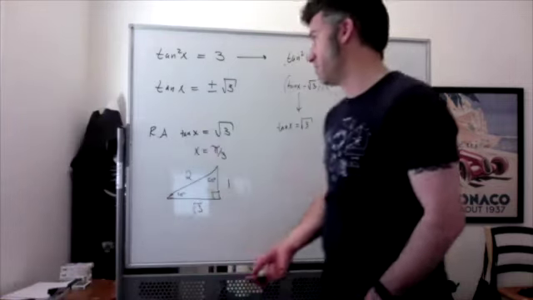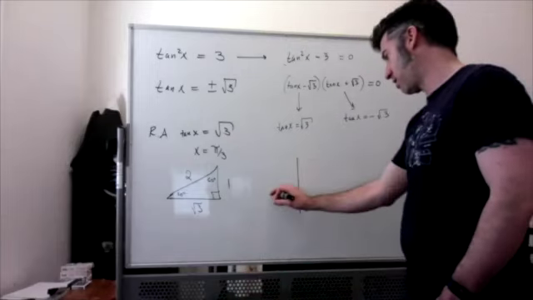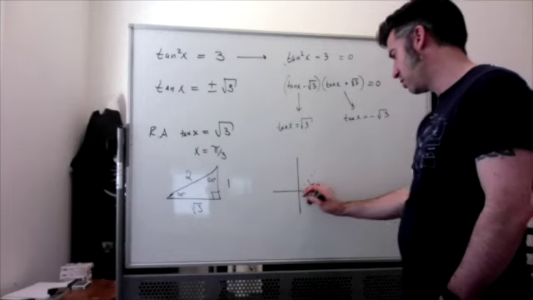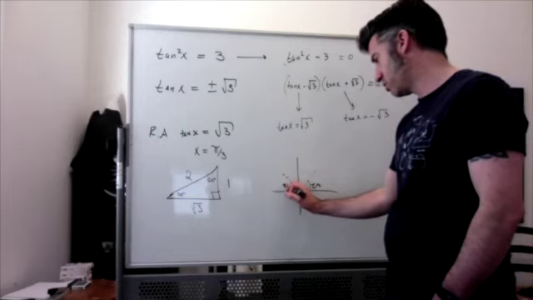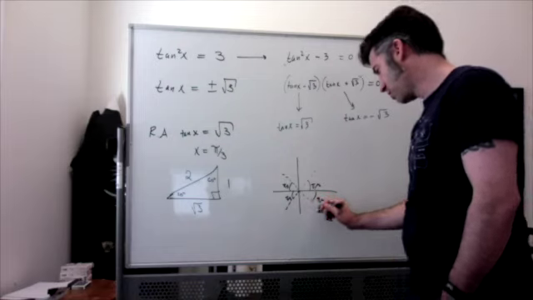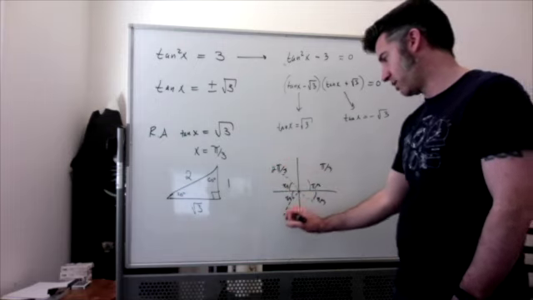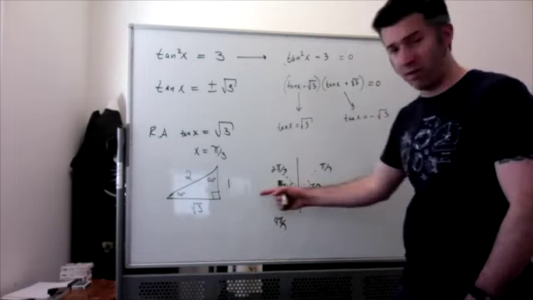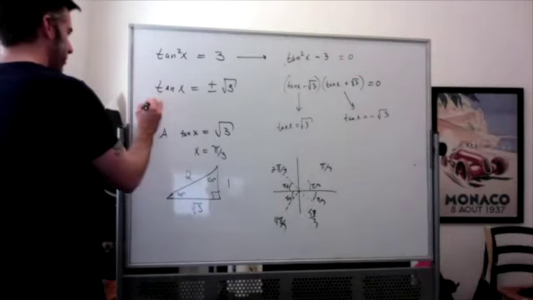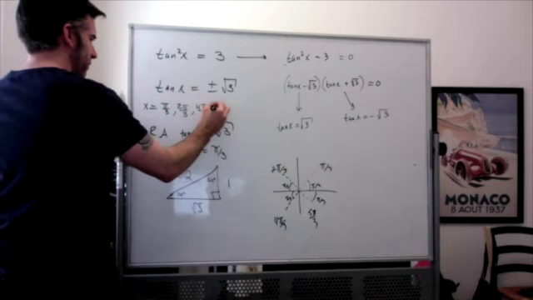Okay, but I need tangent to be positive or negative, which means I actually want the angle to be in every quadrant. I can have a reference angle of pi over 3 in quadrant 1, or in quadrant 2, or in quadrant 3, or in quadrant 4. So in quadrant 1, that's going to be pi over 3. In quadrant 2, that's going to be 2 pi over 3. In quadrant 3, that's going to be 4 pi over 3, because 3 pi over 3 is just pi. In quadrant 4, that's going to be 5 pi over 3. So my answers here, there are four of them: x equal to pi over 3, 2 pi over 3, 4 pi over 3, 5 pi over 3.